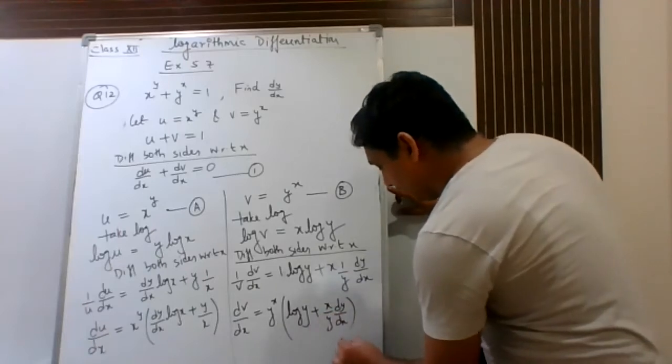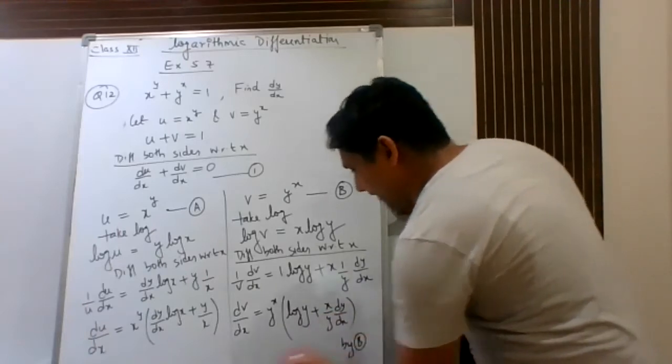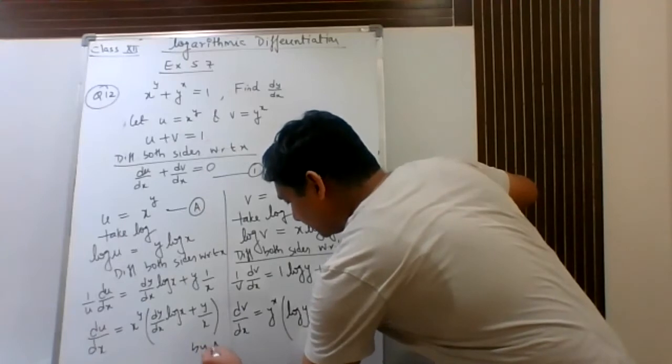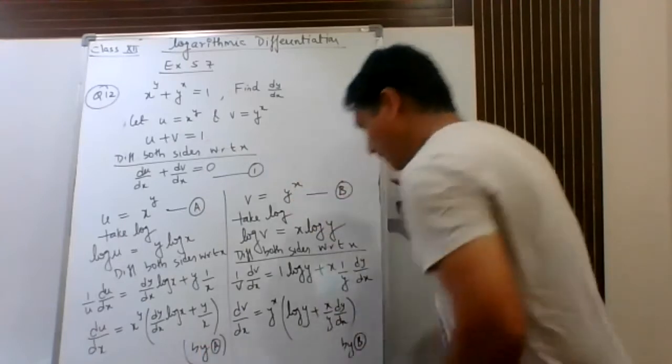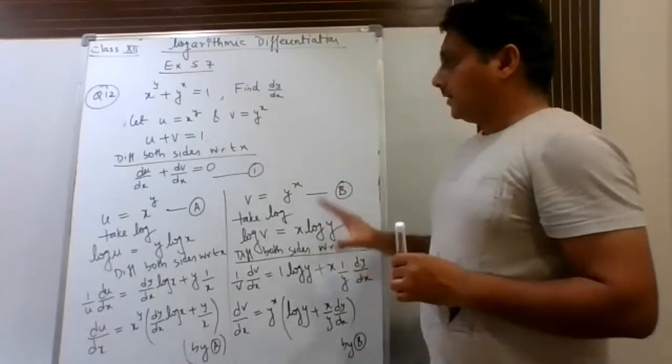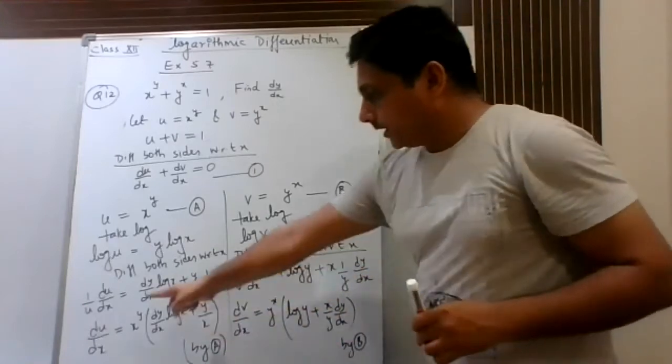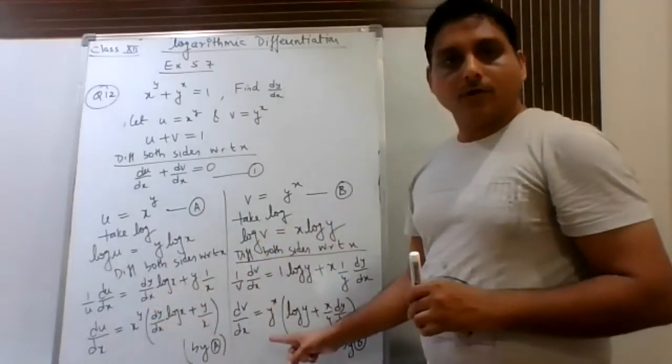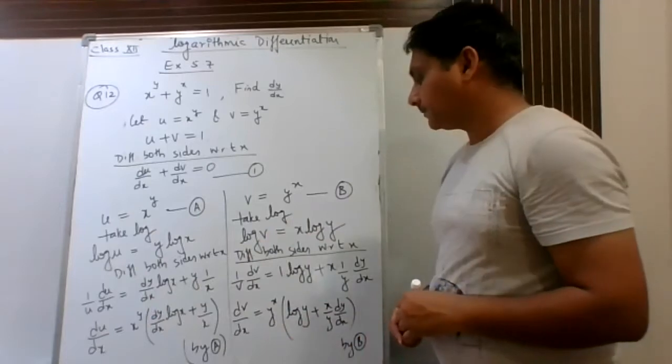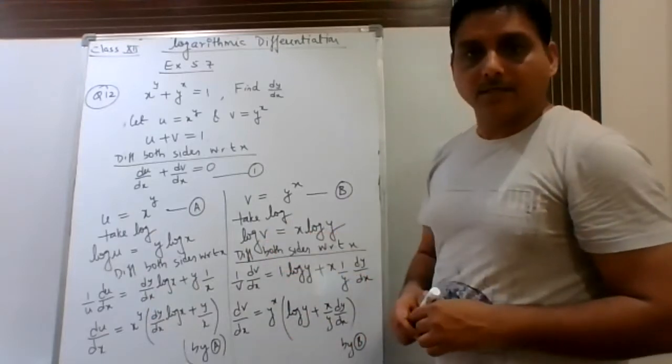This is by using the b statement, and here we had utilized the a statement. Now, this is what we are getting. Your du upon dx is this and your dv upon dx is this much. Just write down this properly.